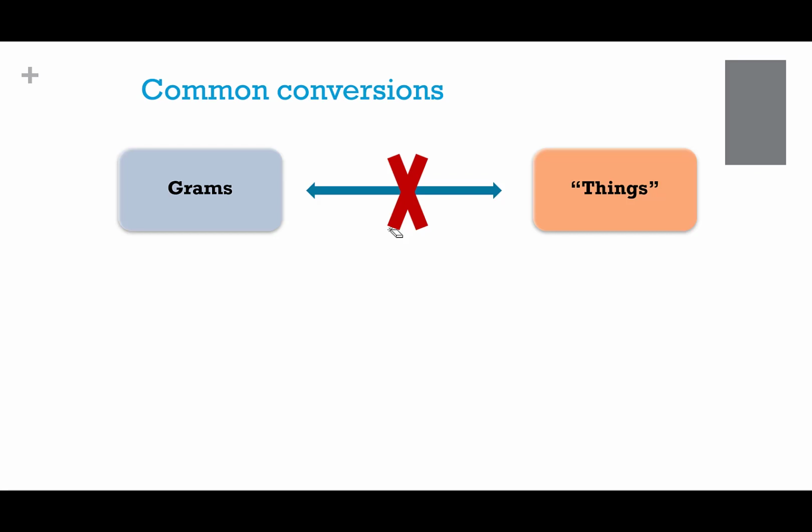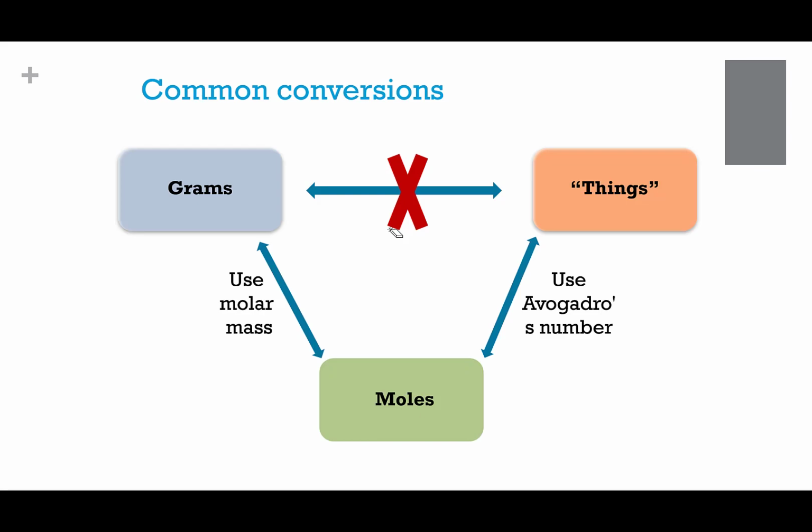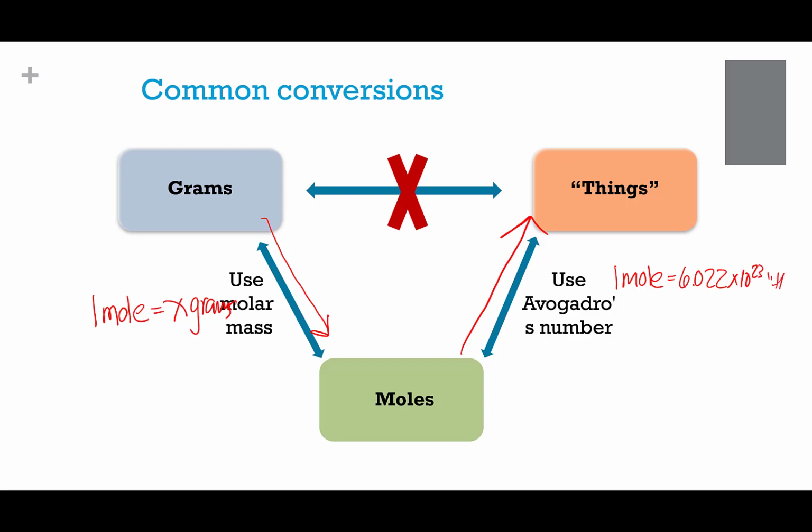So we're going to have to take a detour, and we're going to detour through the one thing that connects both of these, and that is moles. So we know a conversion that gets us from grams to moles, and that's the molar mass. Remember, 1 mole equals X number of grams, right? And we know a conversion that gets us from moles to atoms. That was Avogadro's number. So 1 mole equals 6.022 times 10 to the 23rd things. In this case, atoms.